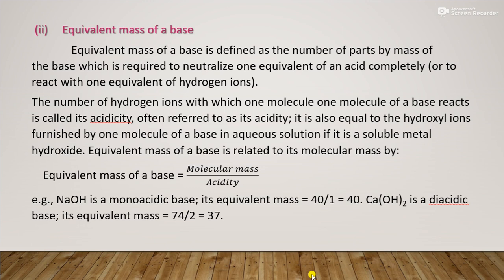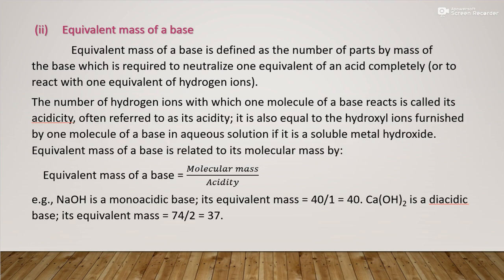Okay, so for a base, equivalent mass is defined as the number of parts by mass of the base which is required to neutralize one equivalent of an acid completely, or to react with one equivalent of hydrogen ions. The number of hydrogen ions with which one molecule of a base reacts is called its acidity.